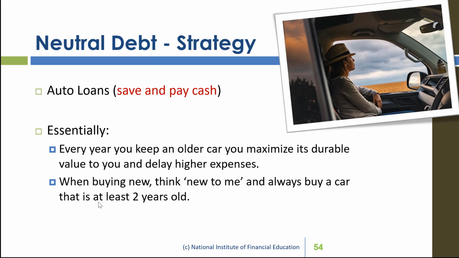So while I consider auto debt neutral, ideally you would save and pay cash, meaning keep building up in your green bucket, forward that into your yellow bucket and into your investment bucket. And when you want to buy a car, take money out of your investments and pay cash for the car. But if you can't, or you want to go ahead and borrow for a car, one of the best things you can do is know that each year that you can keep your existing car, you're maximizing its durable value and delaying the increased expenses of additional insurance and taxes and things when you buy a new car.